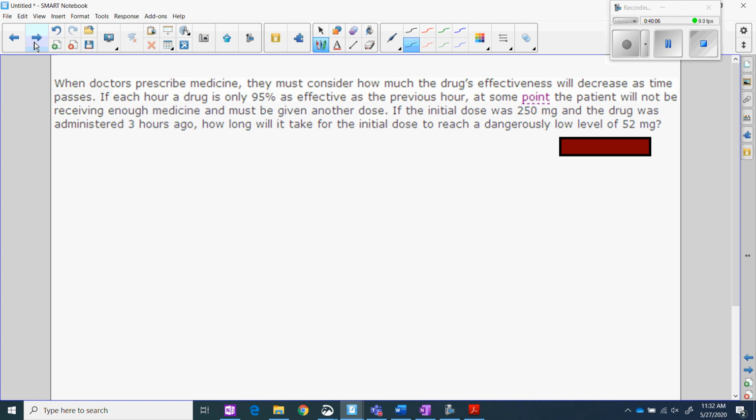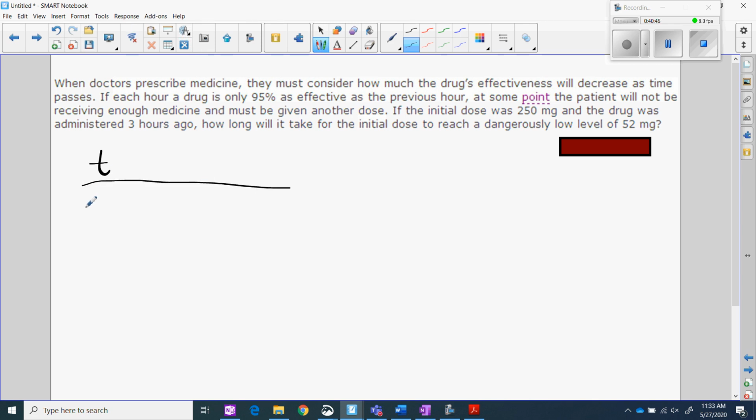So if the initial dose was 250 milligrams and the drug was administered 3 hours ago, how long will it take for that initial dose to reach a dangerously low level of 52 milligrams? So this is some situation where a patient is being administered some certain medication and they need to have it at a certain level in their body, or else the body's going to start running into problems. So they're telling us that if it gets to 52 milligrams, that's going to be dangerously low. So we're going to try and figure out how long it is going to take for the drug to get to that level. So let's start with time.